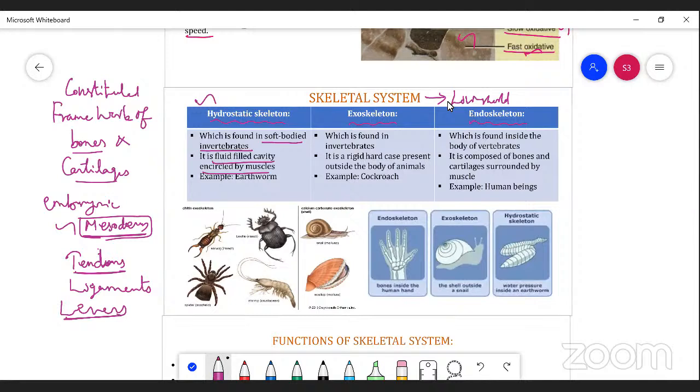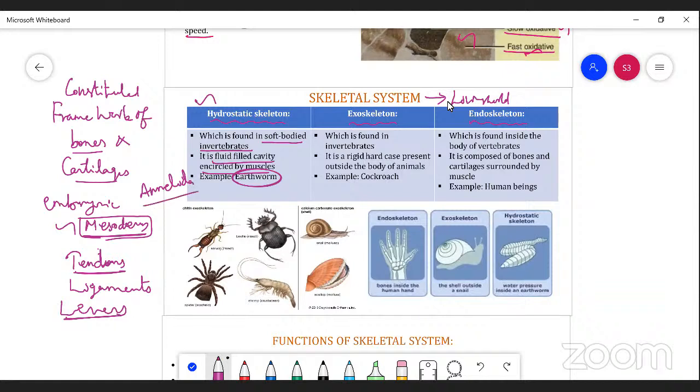So the hydrostatic skeleton is present in the soft body invertebrates, where the fluid-filled cavity is encircled by the muscles. Example, we can say the earthworm. Earthworm, a coelomate animal. It comes under which phylum? Do you know earthworm? Annelida. That is the example for the hydrostatic skeleton.